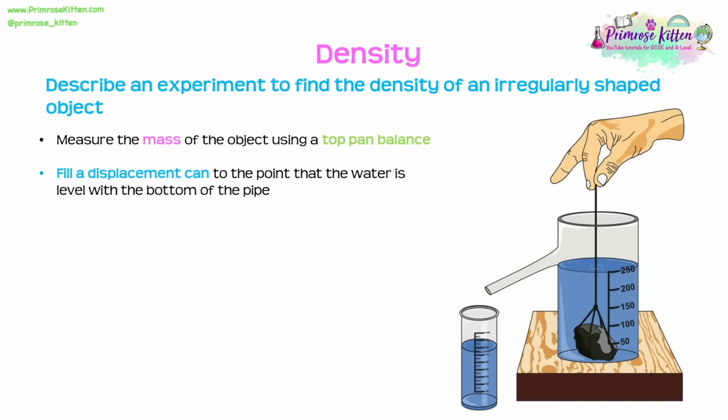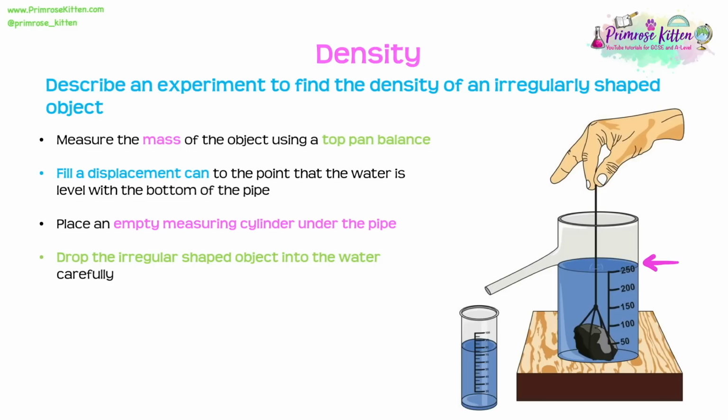And then we're going to get a displacement can like the one in the diagram. And we're going to fill it with water until the water is level with the bottom of that pipe, just as we can see here. We're then going to place an empty measuring cylinder under the pipe. Now we're going to be really careful here and we're going to drop our irregularly shaped object into the water.